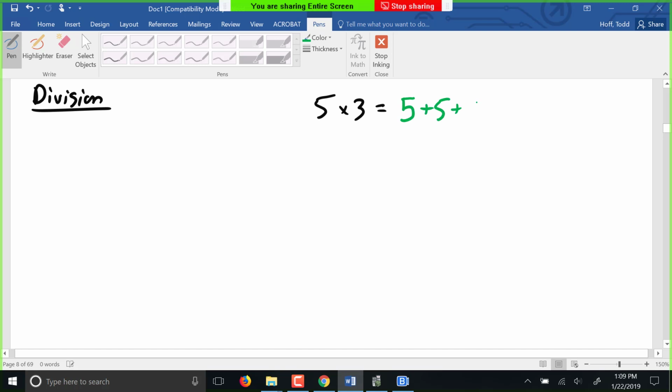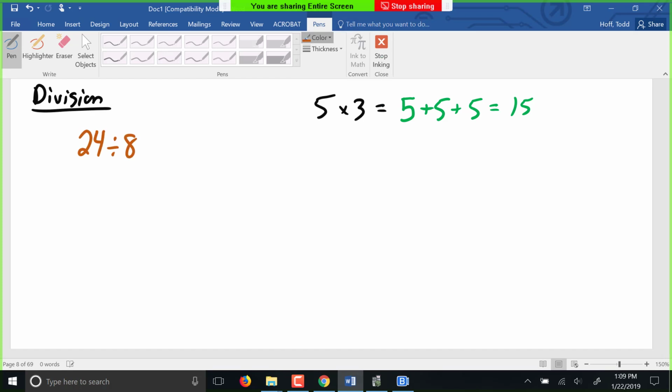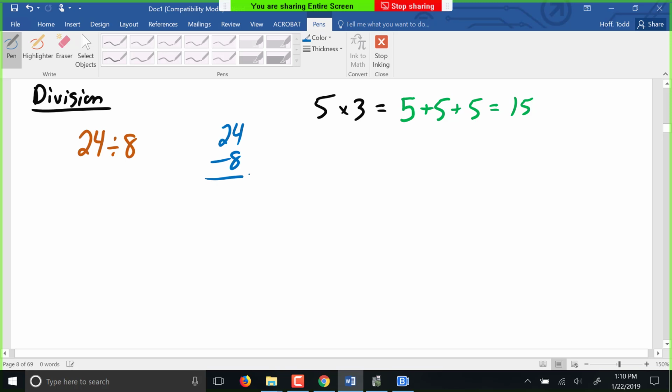If I remember doing this, 5 plus 5 plus 5, we turned it into repeated addition. If multiplication is repeated addition, division can be turned into repeated subtraction. 24 divided by 8 means I'm going to subtract 8 from 24.